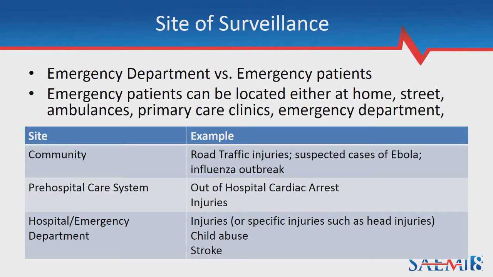And the examples for community surveillance, for example, are road traffic injuries, suspected cases of Ebola virus, influenza outbreaks, pre-hospital care systems, out-of-hospital cardiac arrest systems, and hospital-based systems such as injuries, stroke, child abuse, etc. And what I didn't mention, very importantly, is that often ICUs and wards are like the emergency department in many countries. So those terms we use mean very different things in different institutions within the same country, actually.